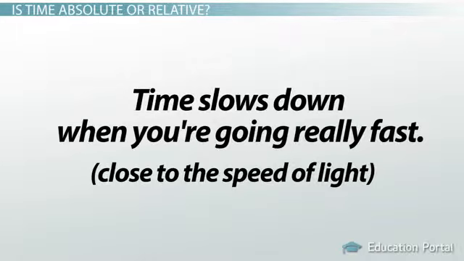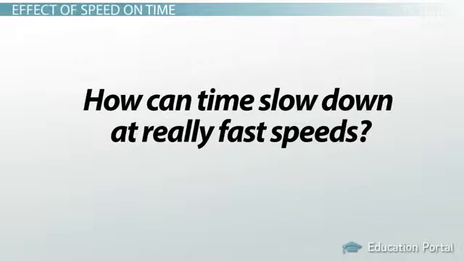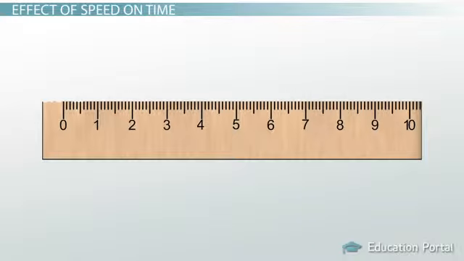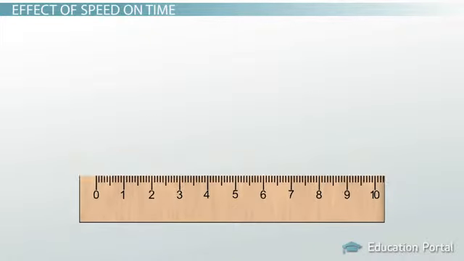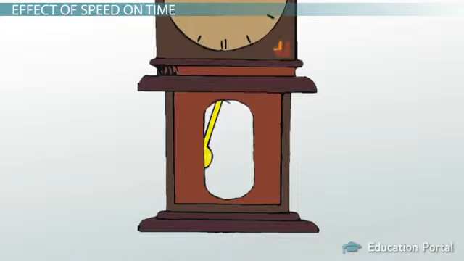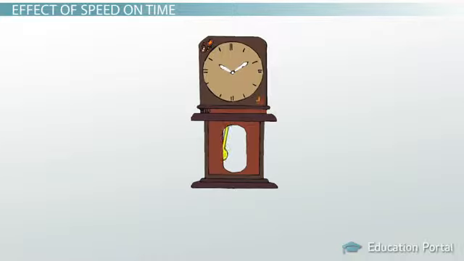Humans have not come anywhere close to approaching the speed of light, so we have not had the opportunity to experience this phenomenon directly. How can time slow down at really fast speeds? Well, to answer this question, we need to consider how we measure time. Time is measured by the observation of repeating events. All clocks record time with some repeating event, such as a pendulum moving back and forth in a grandfather clock.